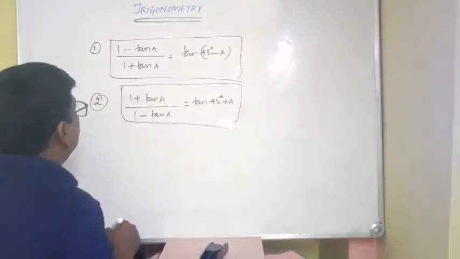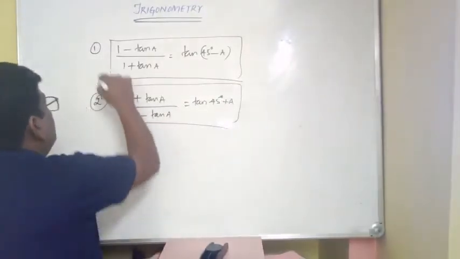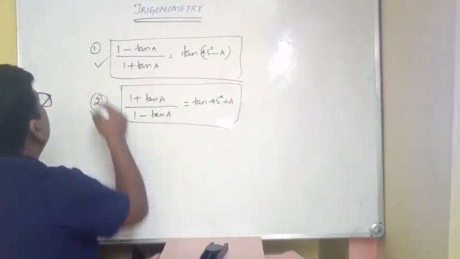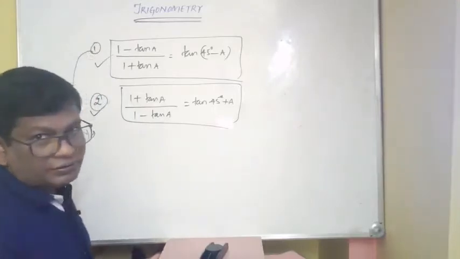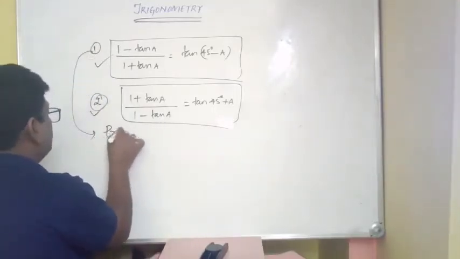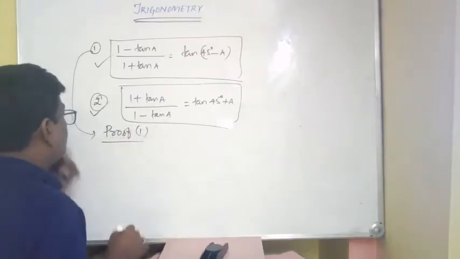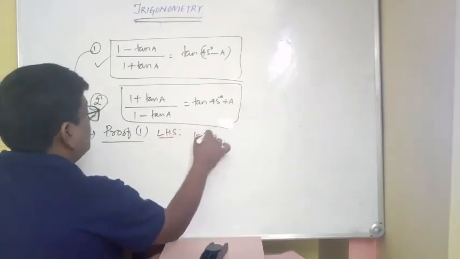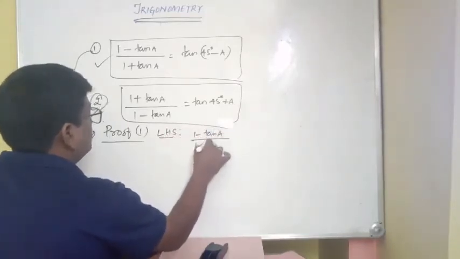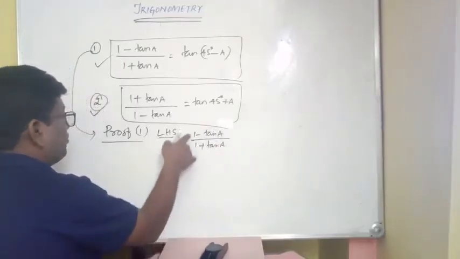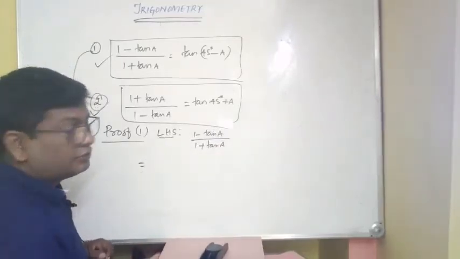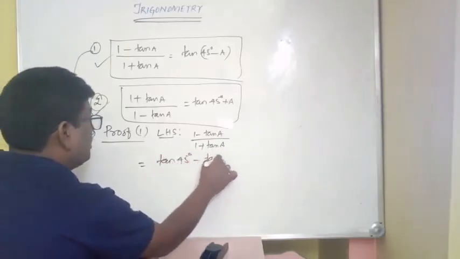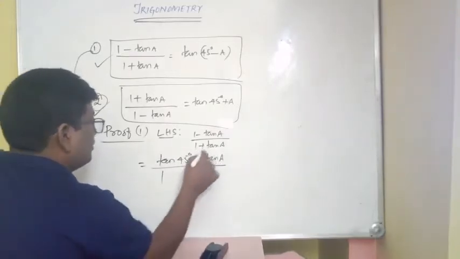Now these can be proved. These are two important formulas, and now we have to prove the first one. Proof of 1: left hand side, (1 minus tan A) by (1 plus tan A). In place of 1 we can write tan 45 degree, divided by 1 here.